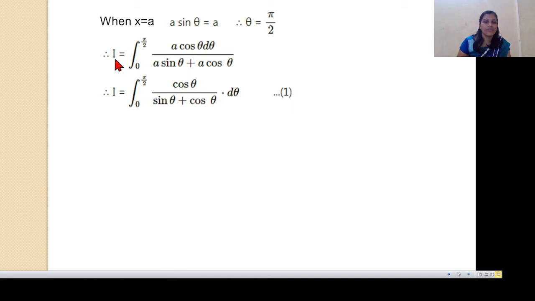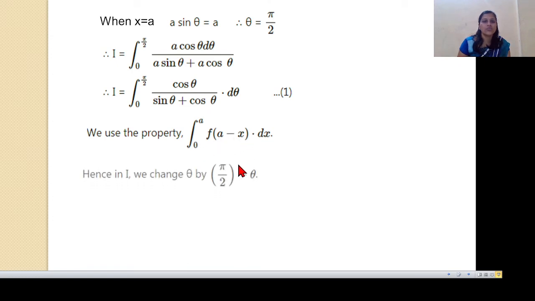So our integral becomes I is equal to the integral from 0 to pi by 2 of a cos theta d theta upon a sin theta plus a cos theta. So the a in the numerator and denominator gets cancelled here, and the term that remains is cos theta upon sin theta plus cos theta into d theta. We call this equation number 1, and for this we are going to use the property integral 0 to a f of a minus x dx. So we are going to replace this theta with the value pi by 2 minus theta.